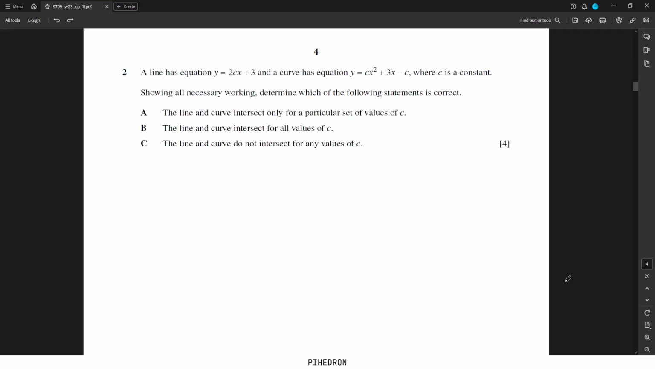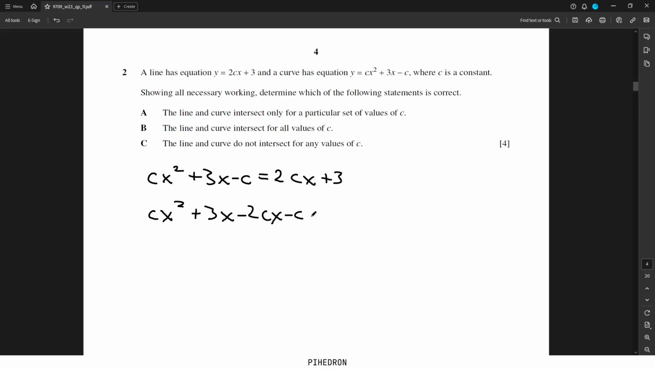So first thing is we're going to equate both y equals in each equation. So we're going to say cx squared plus 3x minus c equals 2cx plus 3. So let's subtract 2cx from both sides, and we get plus 3x minus 2cx. And let's subtract 3 from both sides as well. It's minus c minus 3 equals 0.